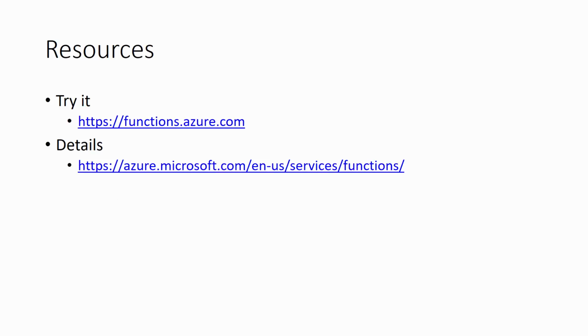So if you want to try it, go to functions.azure.com. You have the opportunity to click on try and pick which way you want to go with your function. You get an hour. You can start again after that. You need an account to log in with. I think it's Microsoft, Google, or LinkedIn. And there's more details on functions at this link, easy to find.